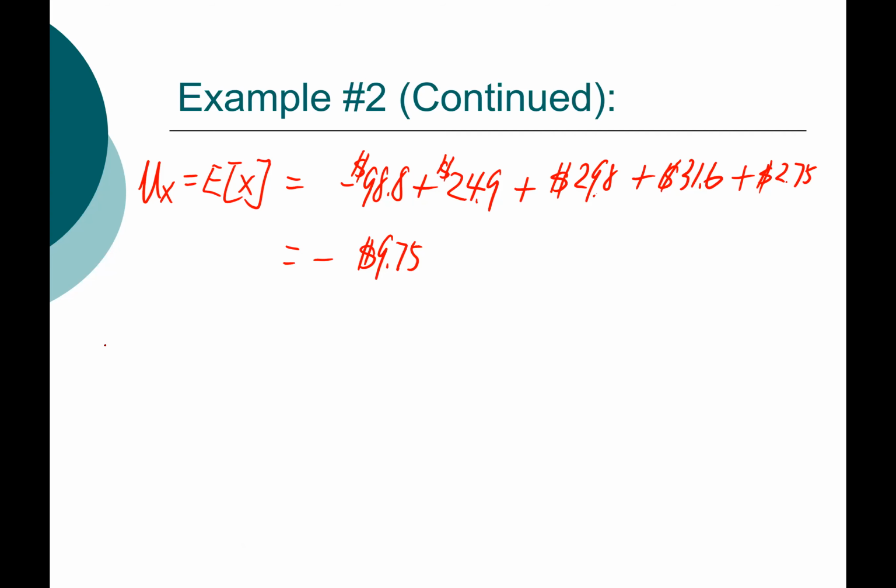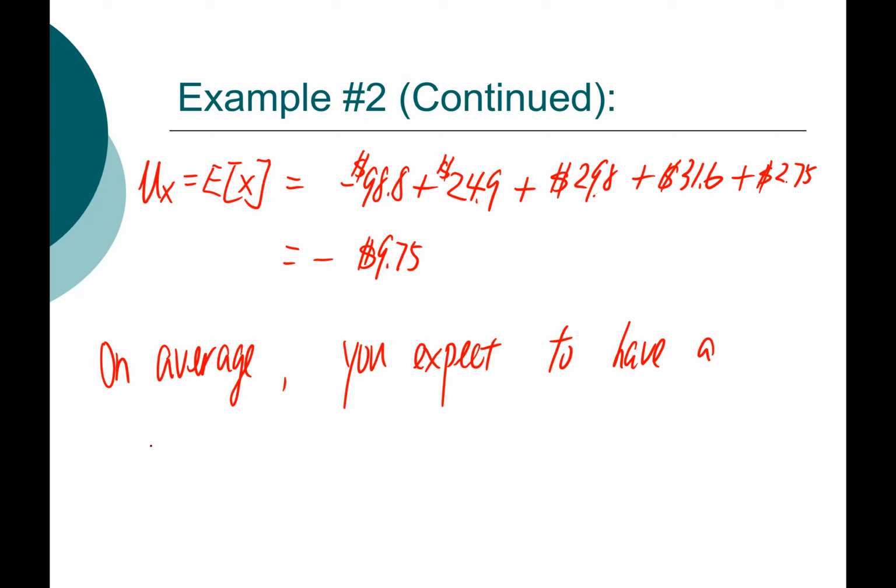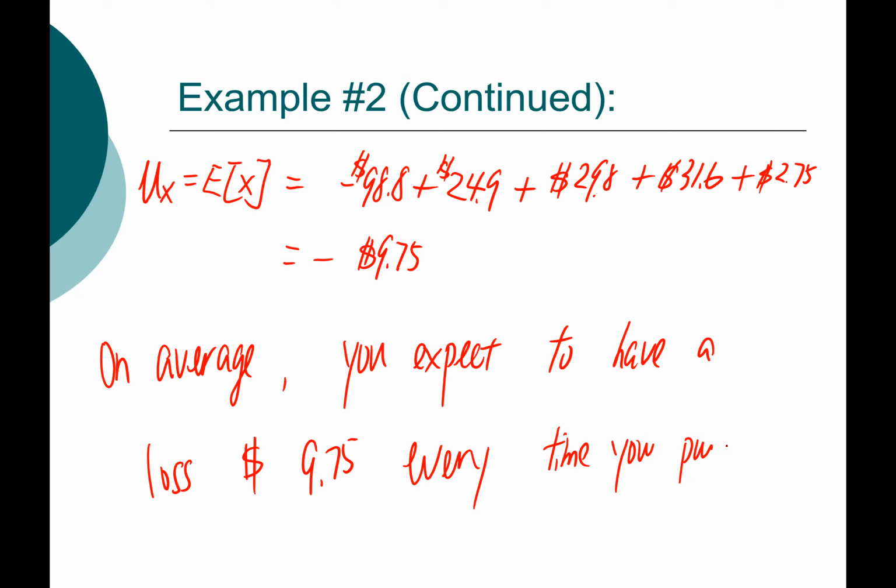So the interpretation of this is, on average, you expect to lose $9.75 every time you buy the ticket, every time you purchase a ticket. So theoretically speaking, you shouldn't buy too many tickets, right? Because every time you buy the tickets, you lose $9.75 of $100 bet.